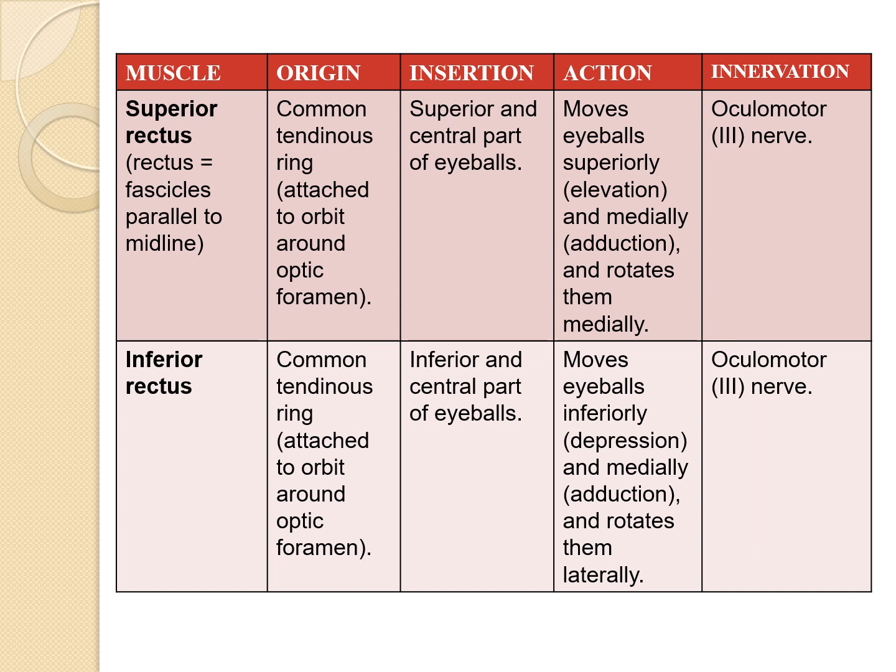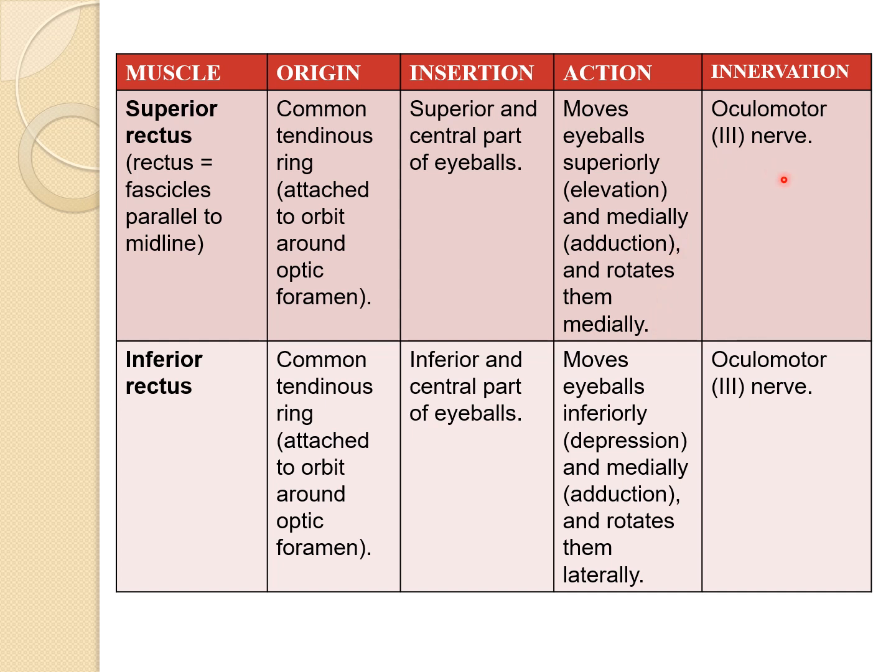Now let us discuss each muscle, its origin, insertion, action and innervation. First one is superior rectus. Rectus means fascicles are parallel to the midline. Coming to the origin of superior rectus, it arises from the common tendinous ring that is attached to the orbit around the optic foramen. It inserts at the superior and central part of the eyeball. Coming to the actions, the superior rectus moves the eyeball superiorly, that is elevation, and medially, that is adduction, and rotates it medially.